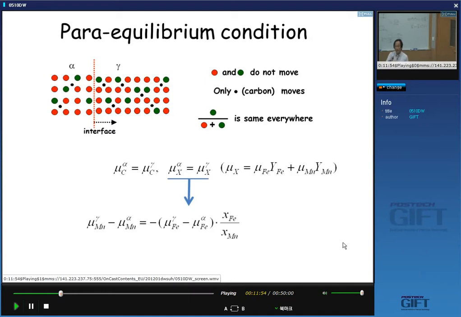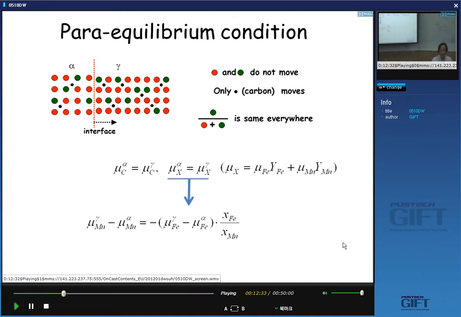So, considering the para equilibrium is exactly the same as considering the equilibrium of a binary alloy, where one is carbon and one is an imaginary element which has the character of a mixture of iron and another substitutional alloy element like manganese or silicon.